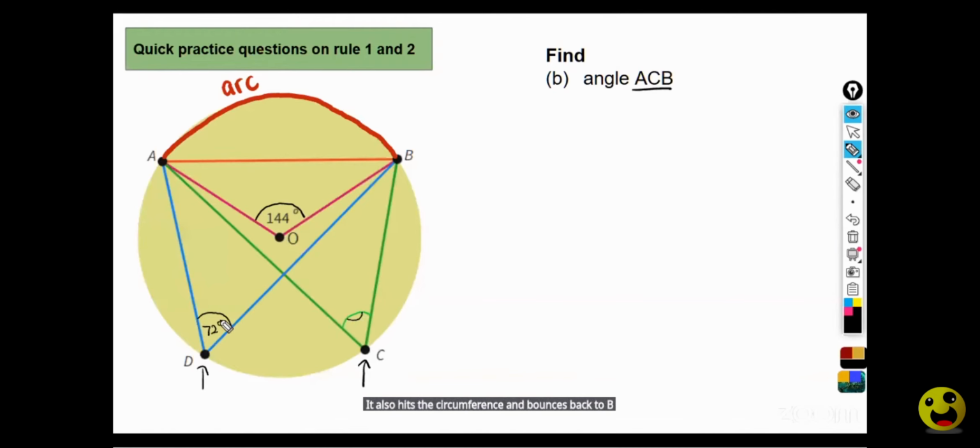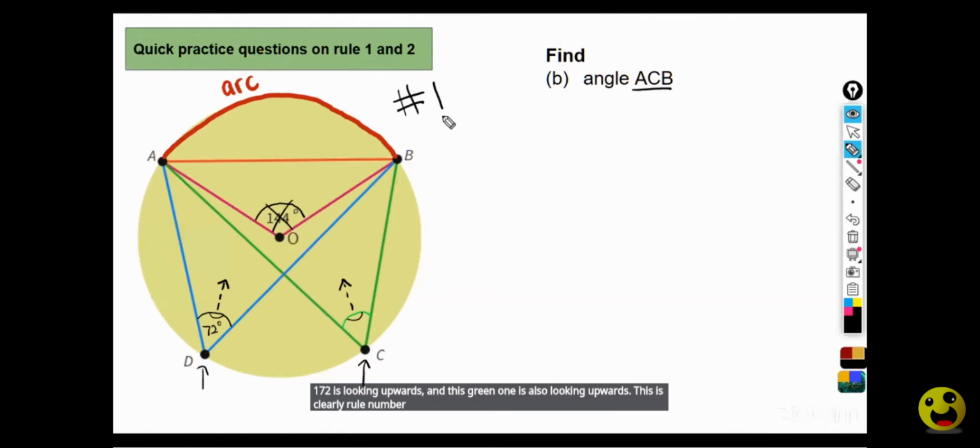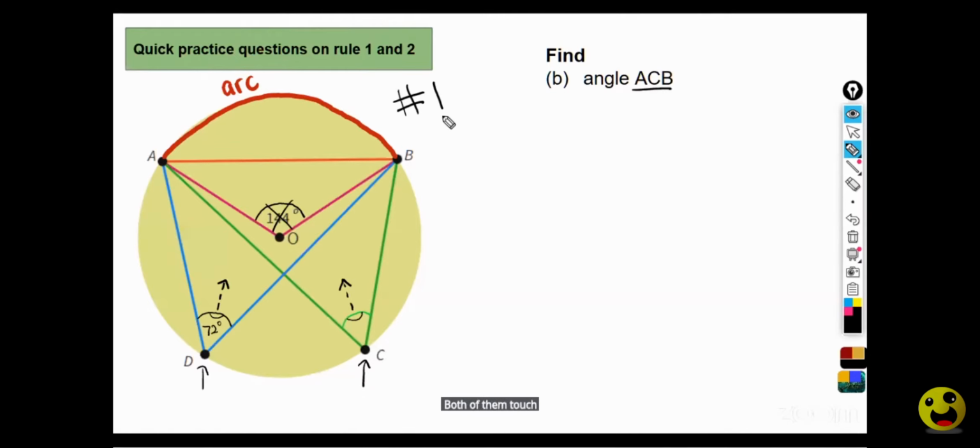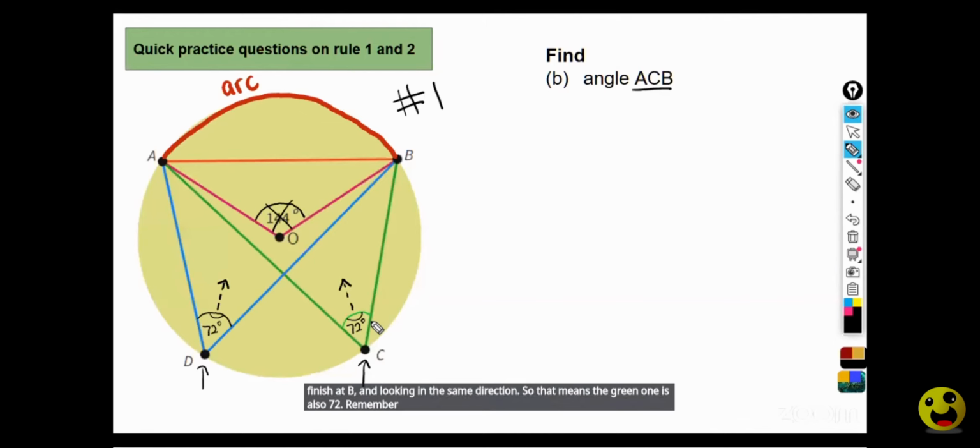The green angle and the 144 have nothing to do with this, don't even look there. This blue angle, the 72, is looking upwards, and this green one is also looking upwards. This is clearly rule number 1. Both of them touch the circumference. Both of them have legs that start at A, finish at B, and look in the same direction. So that means the green one is also 72. Remember, rule 1 said both of them would be the same exact angle, right?